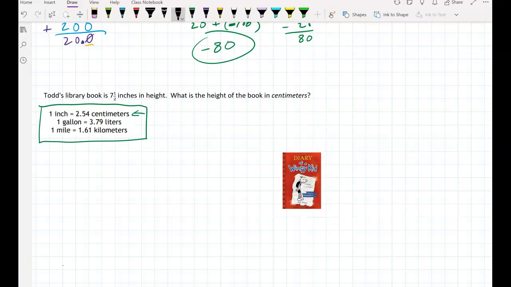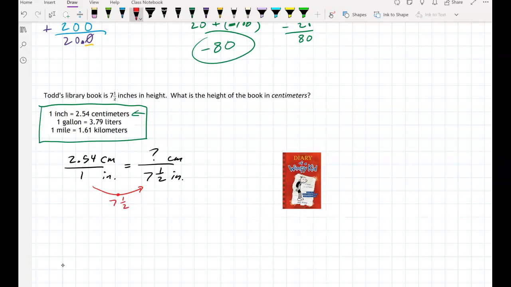Now we're going to bring back our old friend, the proportion for this one. Because if 2.54 centimeters is equal to 1 inch, we want to know how many centimeters is equal to 7 1/2 inches. And if you remember from way back, how do I get from 1 inch to 7 1/2 inches? I've got to multiply that by 7 1/2.